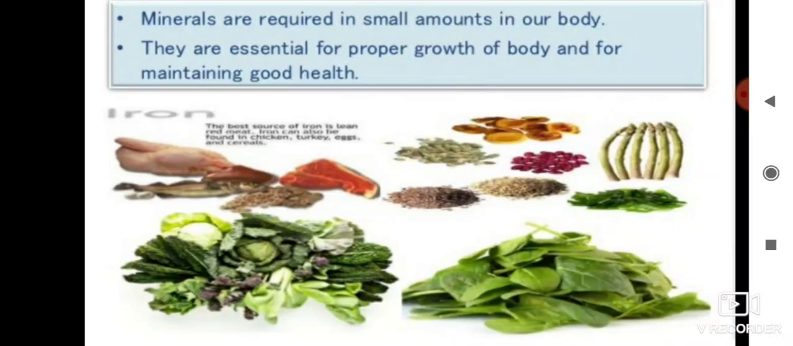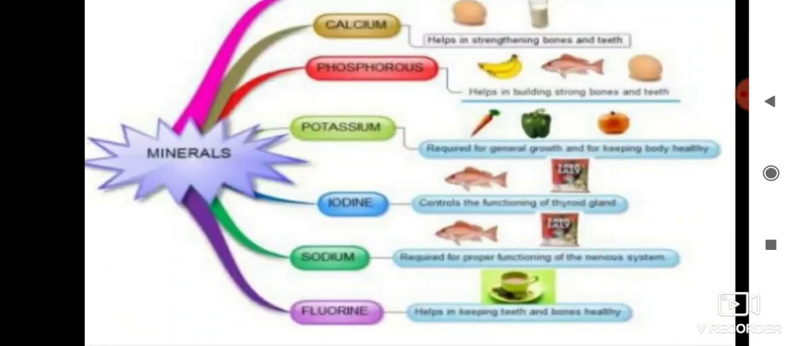Vitamins are present in all kinds of vegetables. All kinds of fruits contain vitamins, and all kinds of spices and cereals contain vitamins. So vitamins are very important in our body to become healthy and to protect from diseases. After understanding vitamins, I will move on to the next type of nutrient, that is minerals.